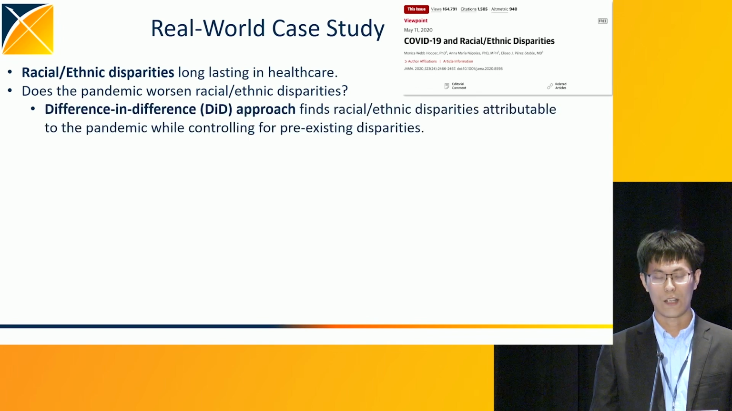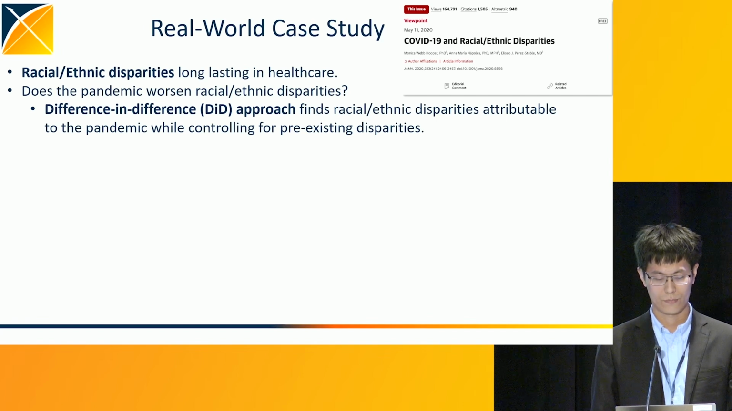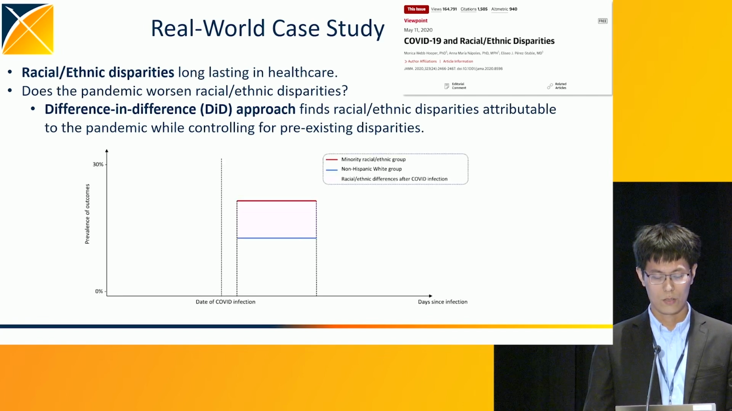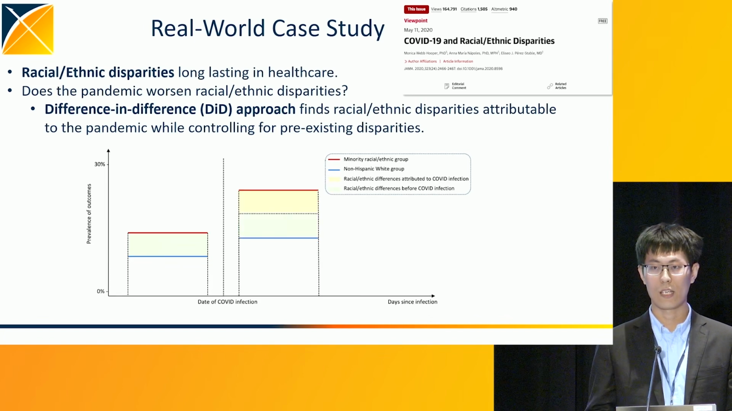To answer this question, a difference-in-difference approach can help find the racial ethnic disparities attributable to the pandemic while controlling for the pre-existing disparities. And here the picture shows how it works. So first, the red line shows the prevalence of the outcome for the minority racial group, and the blue line shows the non-Hispanic white group, and the purple area would be the racial ethnic difference after the COVID-19 infection. Similarly, the difference before can help identify the pre-existing racial disparities, shown in this picture as the gray area. So in this way, the DID can help identify the racial ethnic difference attributed to the COVID-19 infection.